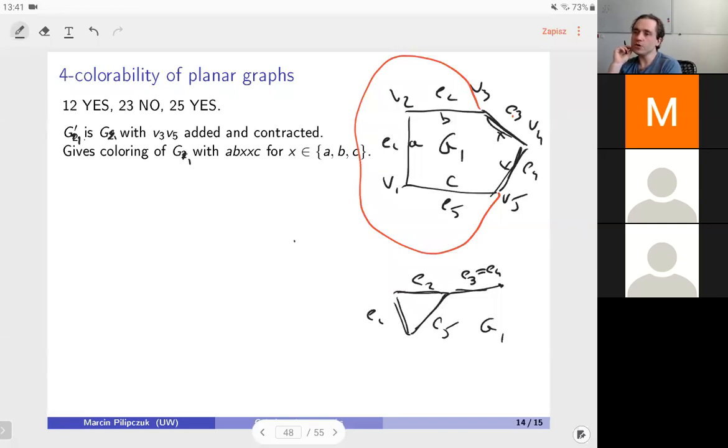So we know that G1 has got the labeling A, B, X, X, X, X, if you just look at edges 1, 2, 3, 4, 5 in this order, but we don't know which color X is. We don't control it. But let's do case analysis here.